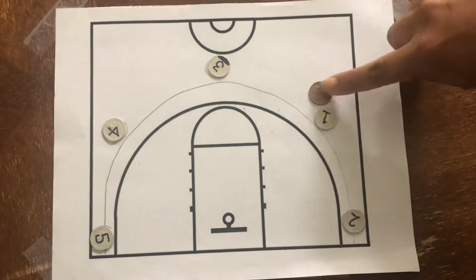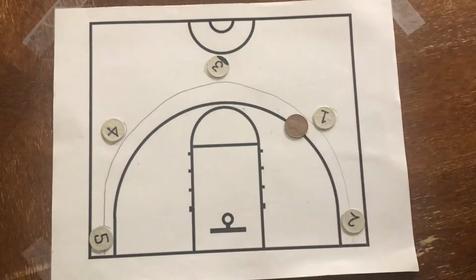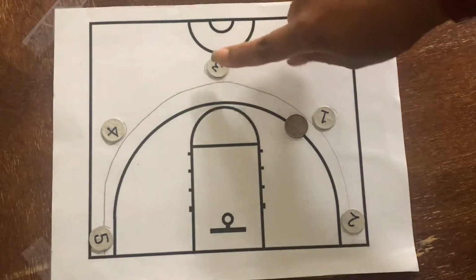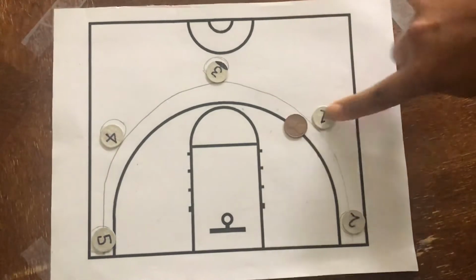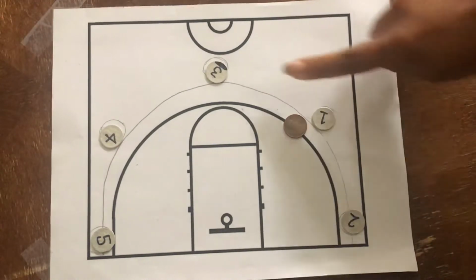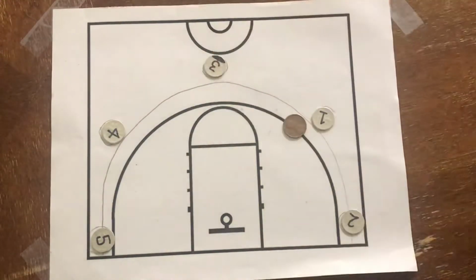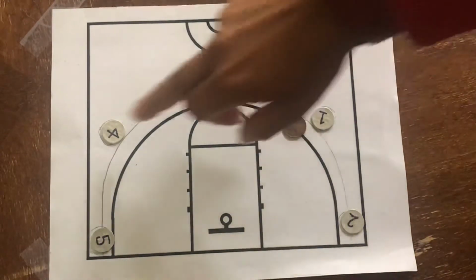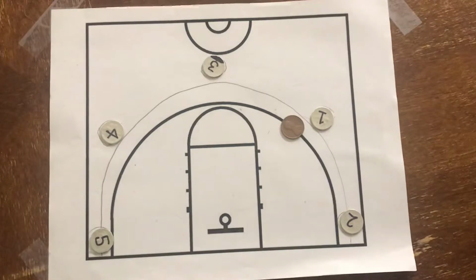The reason why it's called a read and react is because the people without the ball are reacting to what the person with the ball is doing. That is why it's called a read and react. And when you are cutting, in practice, we're going to get into how you react to your defender as you move around the court depending on what the player with the ball does. And this is where the scoring opportunities happen.